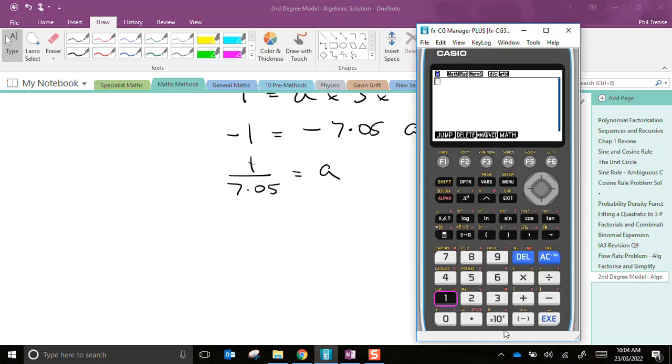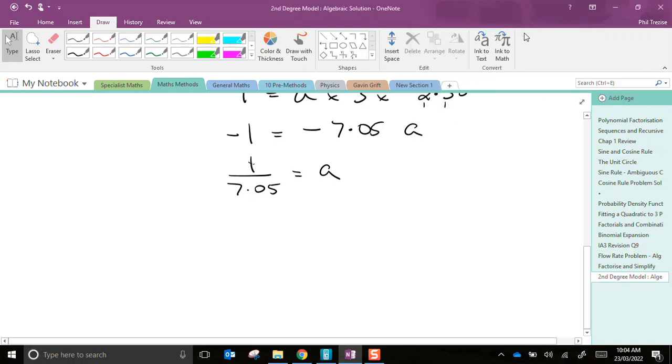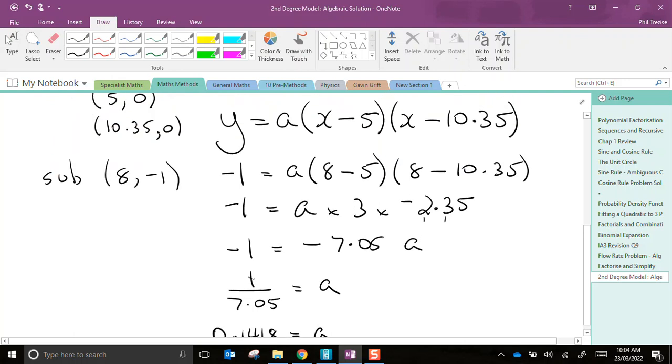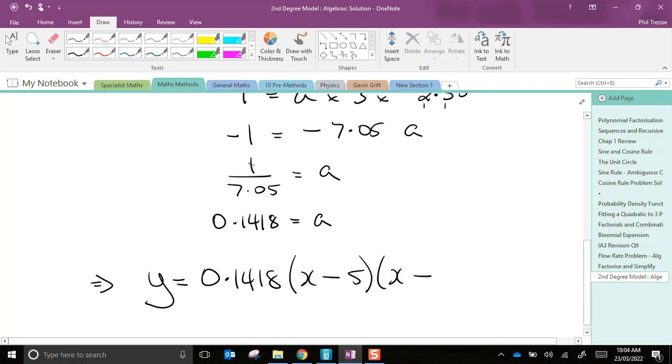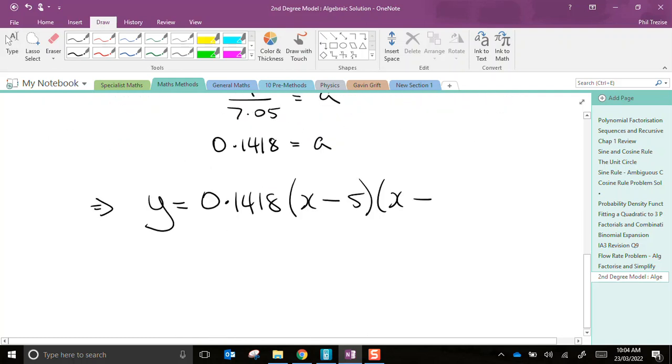So I want to know 1 divided by 7.05, 0.1418. Looks like it's pretty close. 0.1418 is the value of a. So my formula then, I'm going to suggest that my equation for a quadratic that would fit those points would look like this. And I think the last one was 10.35, wasn't it? Yes, 10.35.